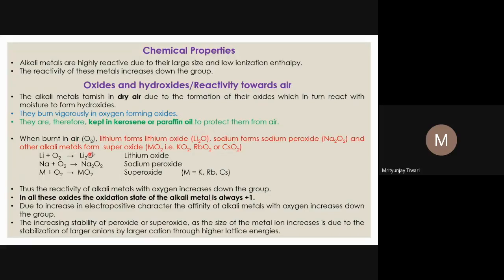When burnt in air, lithium forms lithium oxide, sodium forms sodium peroxide, and other alkali metals form superoxide. This is one thing that I have explained in redox chemistry as well, but here it will be in more detail. So what you see, lithium forms a normal oxide. Normal oxide means the oxygen oxidation state is -2.